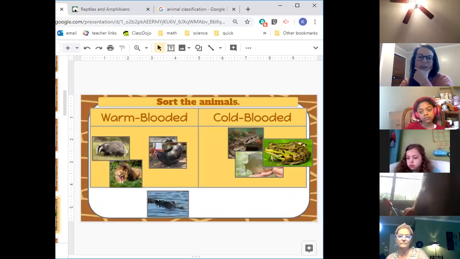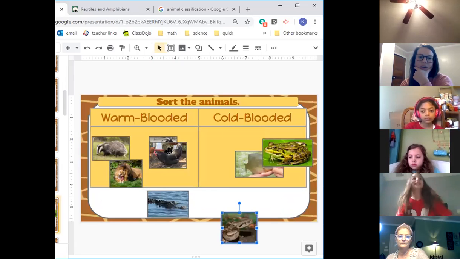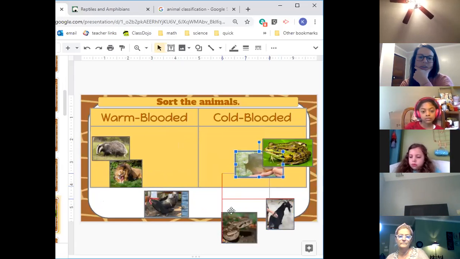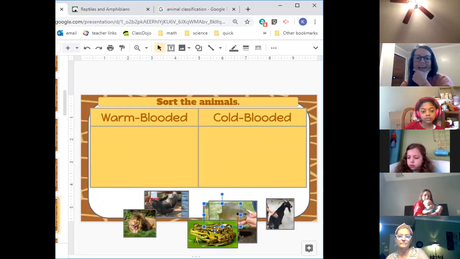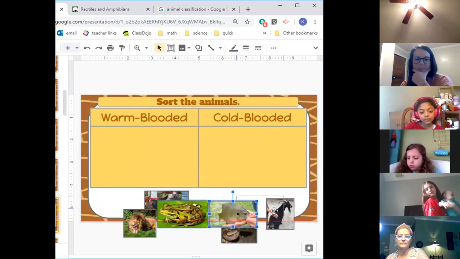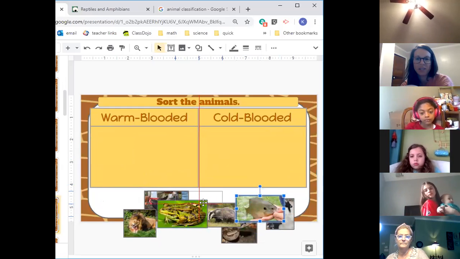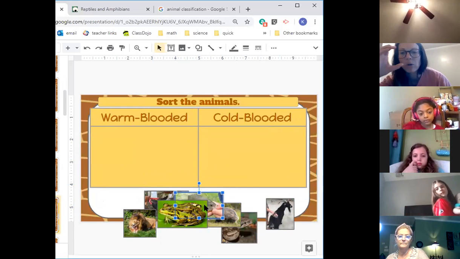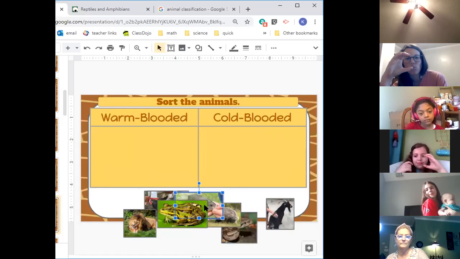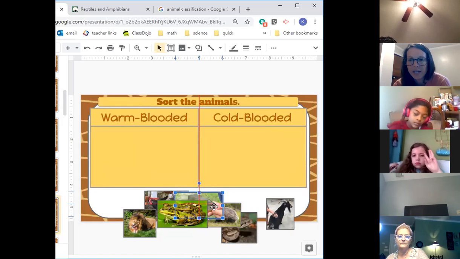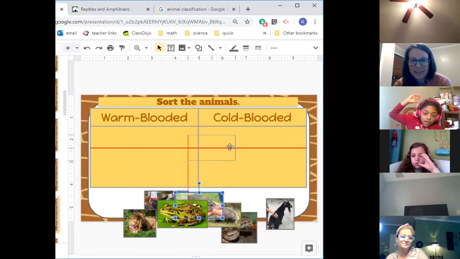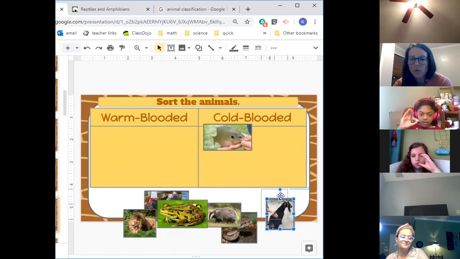Let me move these down. So if we were going to classify these, if I were to take this fish, this is what I want you to do. I want you to put up a C if it's cold-blooded, and a W if it's warm-blooded. So if I'm going to take the fish and classify it, where would it go? C, exactly. The goat.